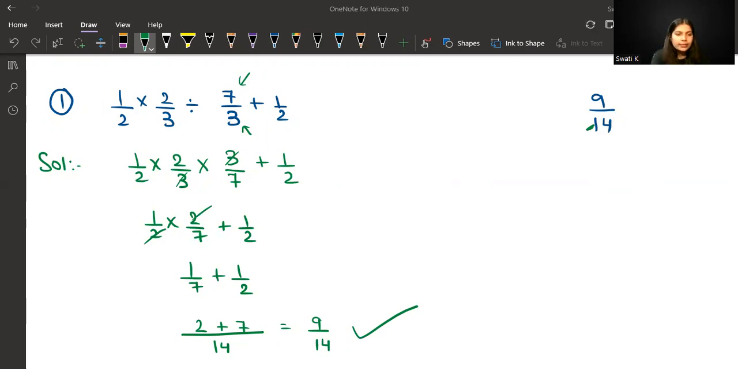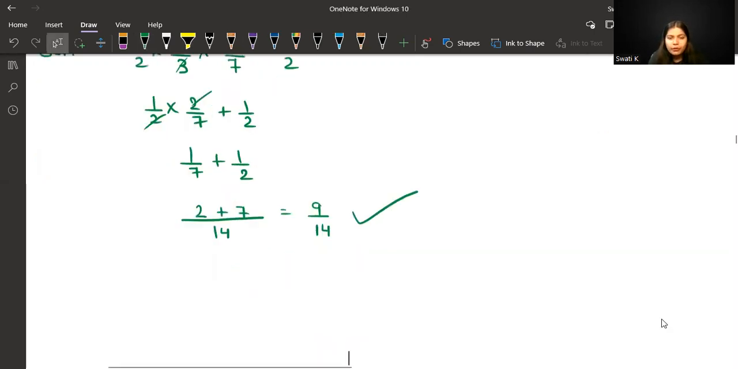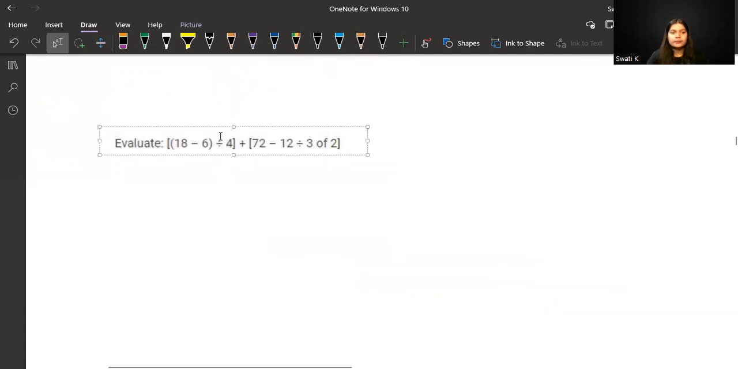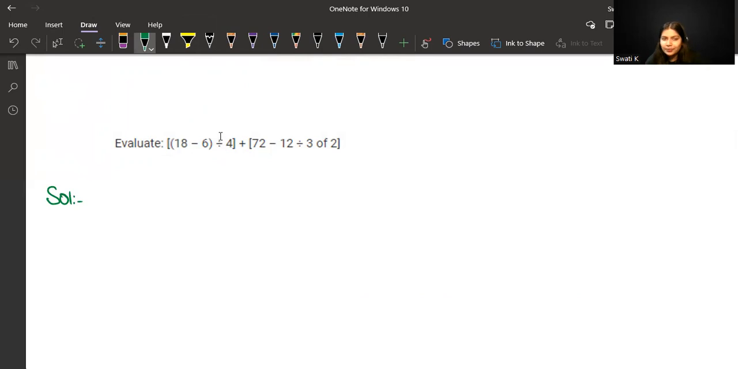The next question I'm going to show you the picture. I'm not going to write it down for you. Let's start with the next question. Okay, we are almost towards the end. Keep on watching. Okay, this is the next question. So we have to evaluate this. So let's understand how we can do this. So simply, we have to simplify this by looking at the Bodmas rule.